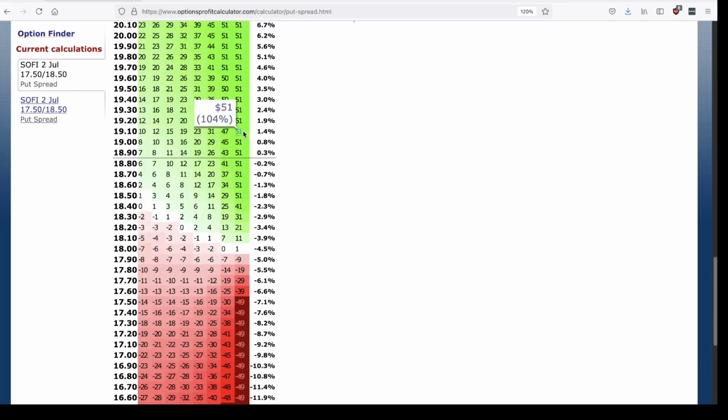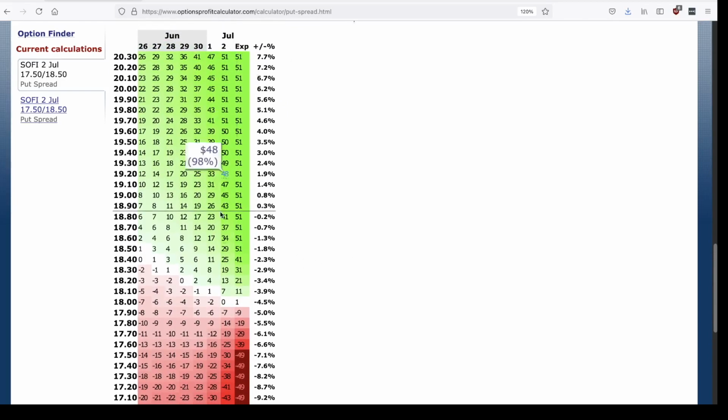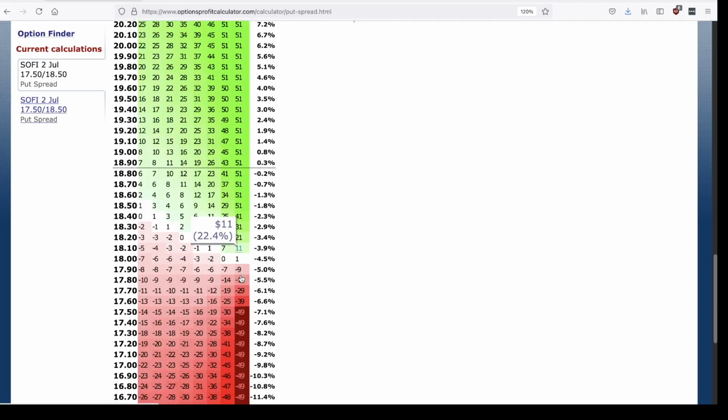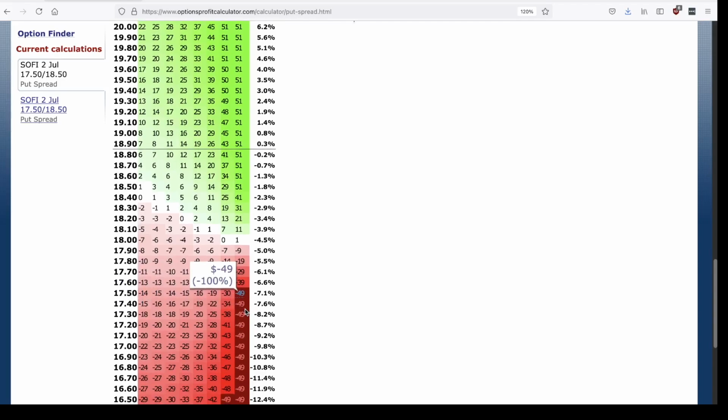So as we look at this, we can see on expiration, even if it's under 18.50, which is our short put, we still have room that we make a profit. That's because we receive such a large credit to enter this spread. And then if it goes below 17.50, our max loss is reached, and that's $49. Because after that, we'd be exercising our 17.50 contract to make up the difference of the losses.